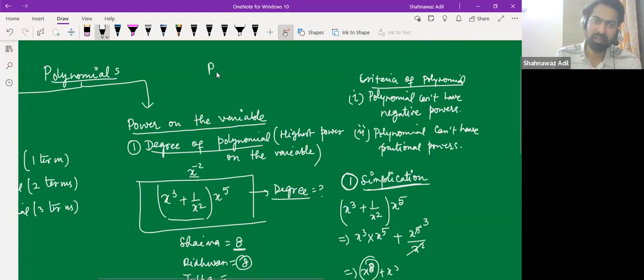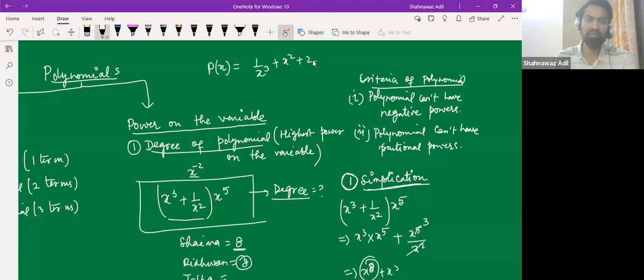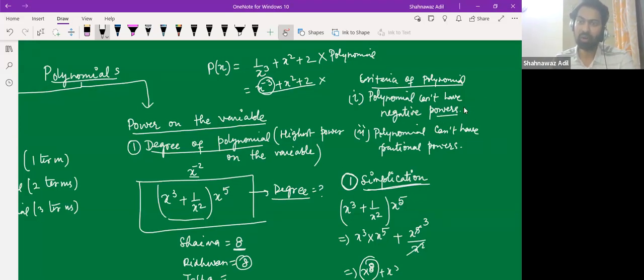If I write something like 1 by x cube plus x square plus 2, then this would not be a polynomial, because it is x to the power minus 3 plus x square plus 2. It contains a negative power on the variable. Whenever I am talking about power, I am writing it on the variable.